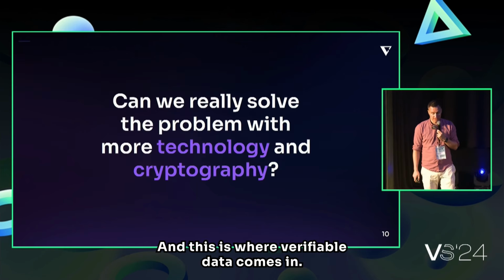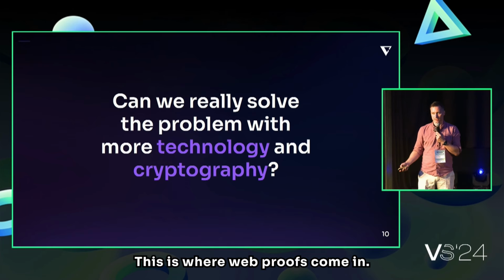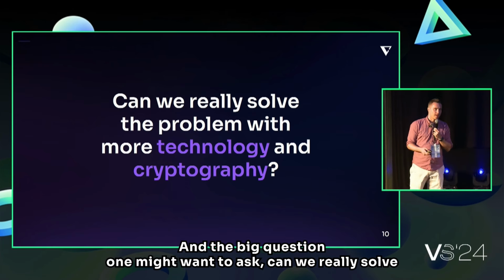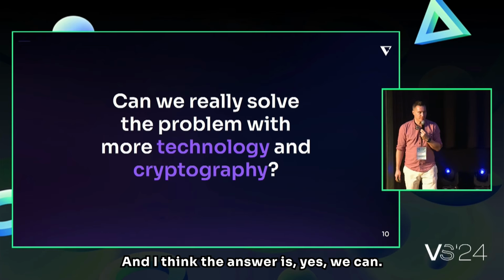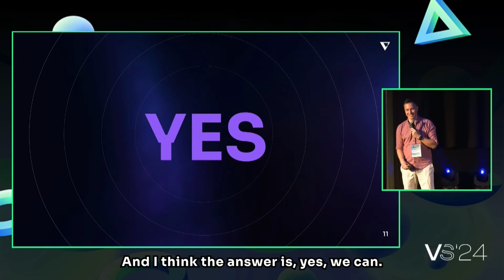And this is where verifiable data comes in. This is where web proofs come in. The big question one might ask is, can we really solve the problem with even more technology and even more cryptography? And I think the answer is yes, we can.